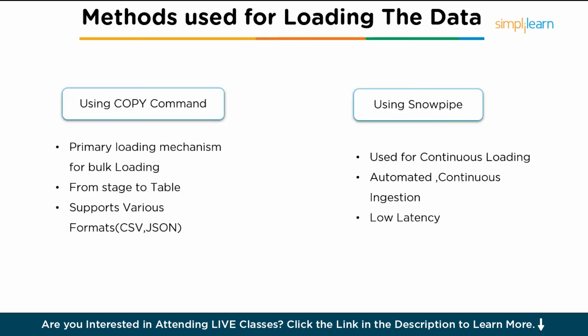On the right, we have Snowpipe. Snowpipe is specially used for continuous loading. It provides automated continuous ingestion. You configure it once and it automatically loads data as soon as new files appear in your staged location, often in cloud storage. This results in low-latency data availability, meaning your data is ready for querying almost immediately after it lands in the source stage. So while copy is excellent for scheduled bulk loads, Snowpipe is the go-to for near real-time automated data ingestion.